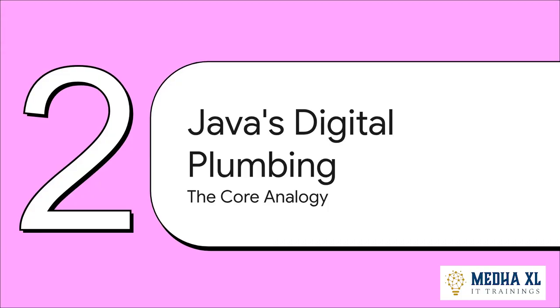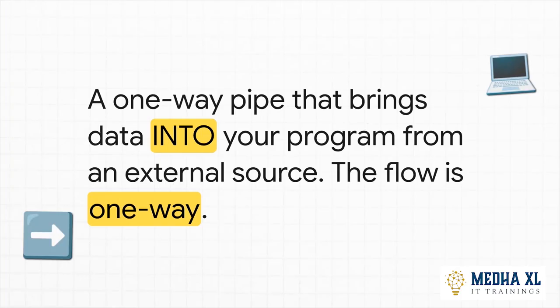And that brings us to the single most important analogy for understanding Java I/O. It's all just digital plumbing. Seriously, once you see it this way, everything else just clicks into place. So let's check out our first piece of plumbing, an input stream. Its job is incredibly simple. It's a pipe that brings data into your program. The direction here is absolutely key. It's always one way, from the outside world in.